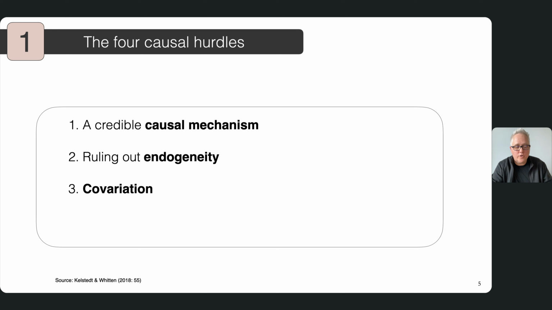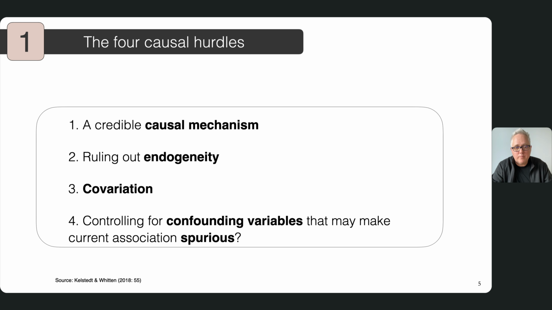The third causal hurdle is covariation. If there is no change in either the outcome or the explanatory factor, a constant cannot explain a variable. You need to have variation in both your outcome and your independent variable. You need to see how these two variables are shaped, how the independent variable shapes the outcome variable.